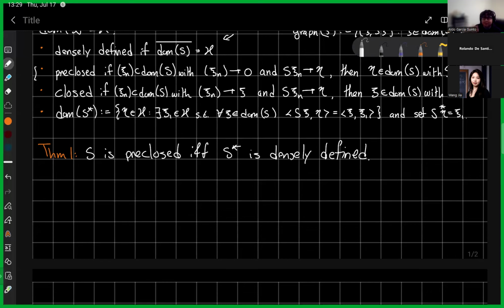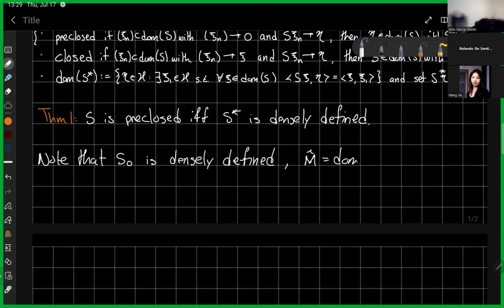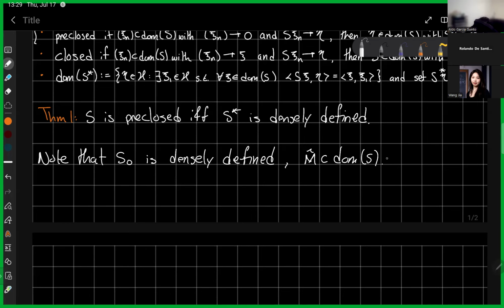Okay, so I wouldn't bring this up unless we were going to use it. And so the idea is that S0. Note that S0 is densely defined since M hat is in the domain, pretty much equal to, but let's just say subset. And it is also pre-closed. Okay. This could be done in two ways.